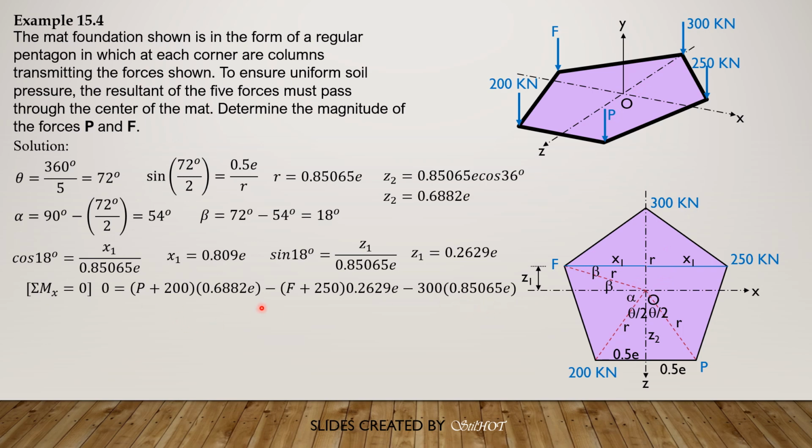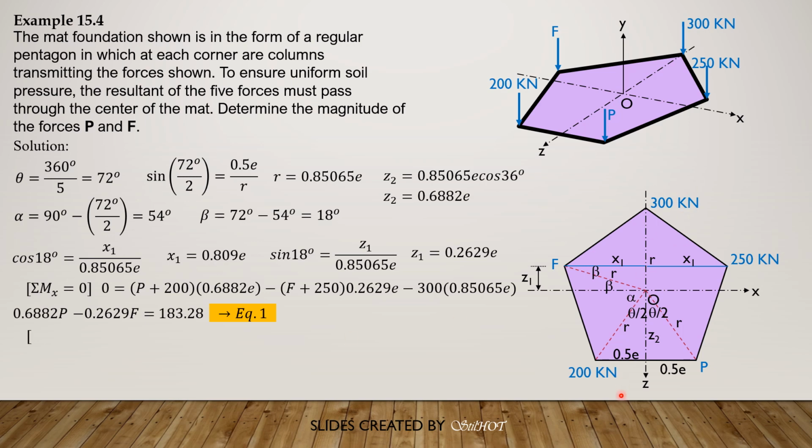So simplifying, cancelling out E, which is common to all terms, we have 0.6882 P minus 0.2629 of F equals, you combine the constants, 250 times 0.2629 plus 300 times 0.85065, because we're going to transpose them to the left, so they become positive. Then minus 200 times 0.6882. So the result is 183.28. Call that equation 1.